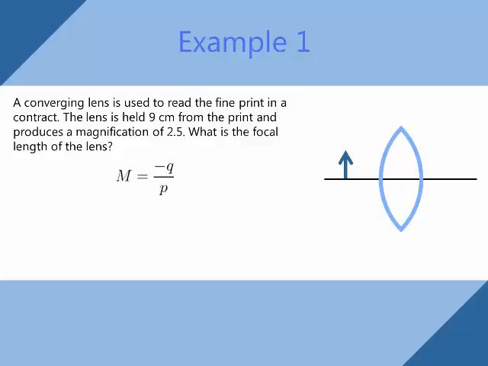Taking the fine print to be an object, we can use the magnification equation to solve for the distance of the image. Plugging in a magnification of 2.5 and an object distance of 9 centimeters, we find that the image distance, Q, is negative 22 centimeters.